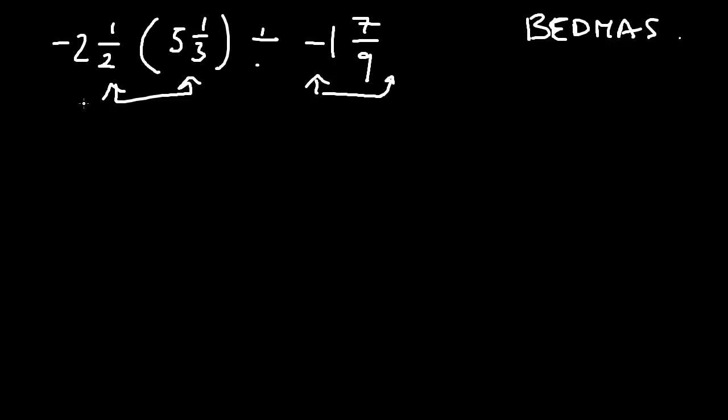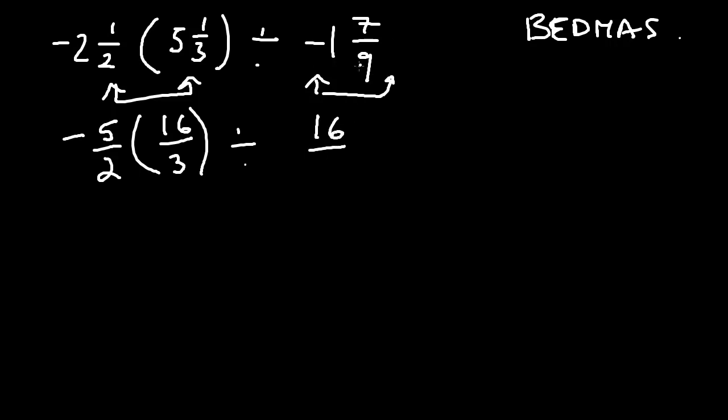So negative 2 and 1 over 2, when we convert that into an improper fraction, we get negative 5 over 2. And then when we convert 5 and 1 over 3 into an improper fraction, we get 16 over 3. And let's convert this into an improper fraction as well. So we'll get 1 times 9 is 9, plus 7 is 16. So we get 16 over, and we keep the denominator, so we get 16 over 9. And also don't forget we have a negative sign up front.